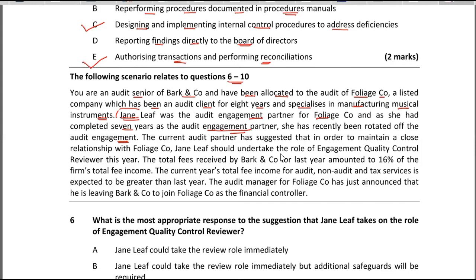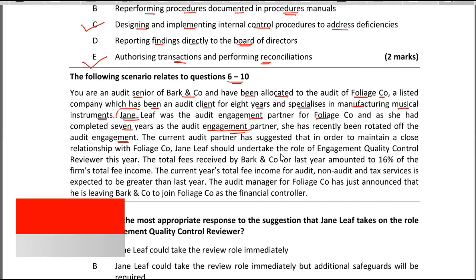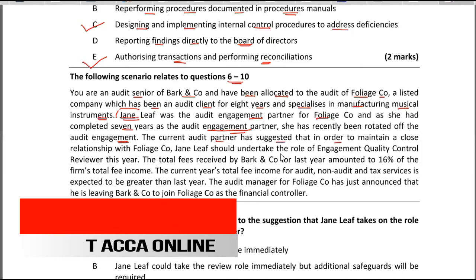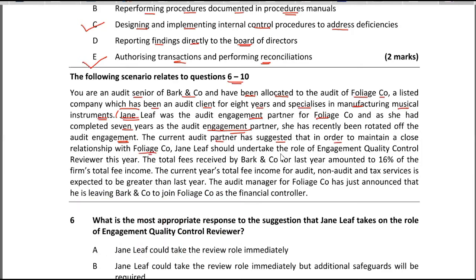We did this in ethics. The current audit partner has suggested that, in order to maintain a close relationship with Foliage Company, Jane Leaf should undertake the role of the engagement quality control review this year. We also did this when we were doing the case study questions.